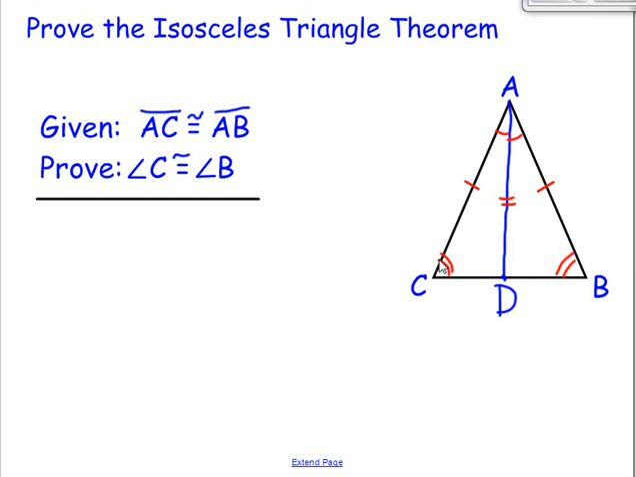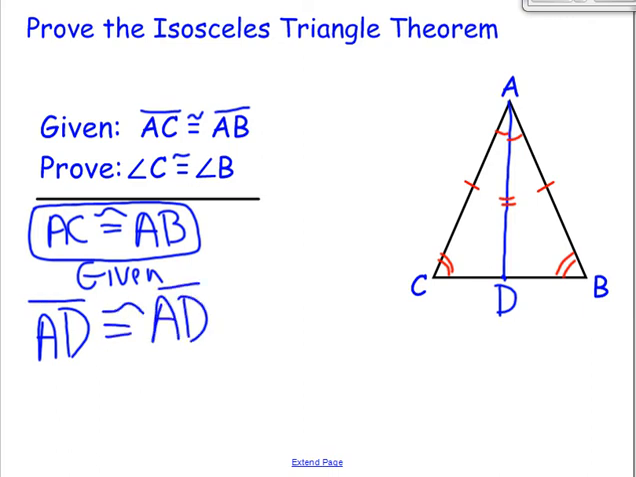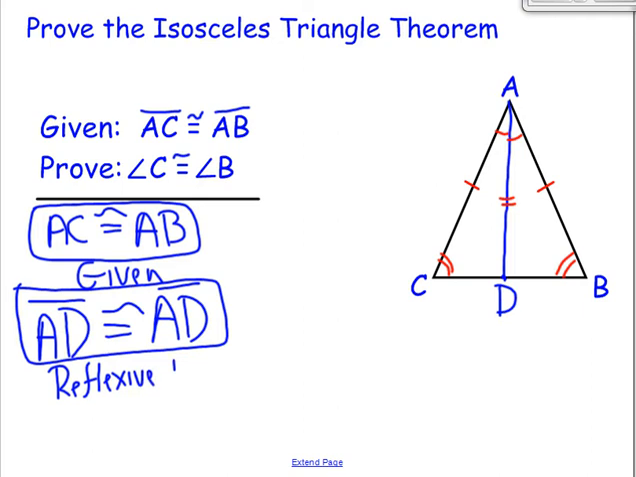Let's start with writing down what we're given. That's how we always do our proof. So I know that AC is congruent to AB, and I know that because it's given. And I know that AD is congruent to AD. Why do I know that? That's the reflexive property. Any line segment is congruent to itself.